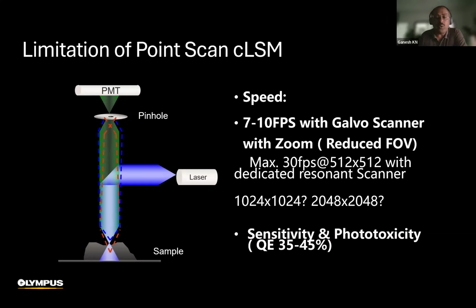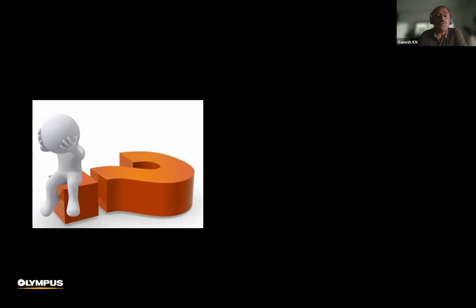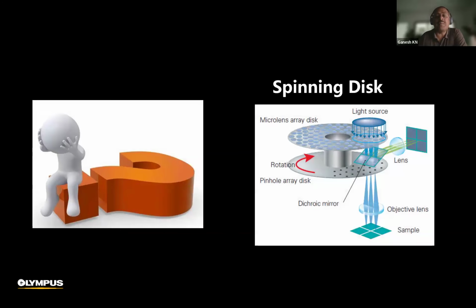So sensitivity, as I told you, it was only 35 to 45% earlier. Nowadays, latest detectors are coming, which can even go up to 50 to 55%. So then what else should we do, if you want to achieve a higher speed without compromising the sensitivity? A new technology was introduced called spinning disk confocal microscope.